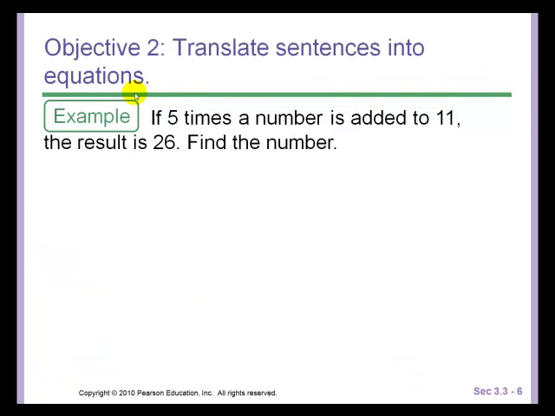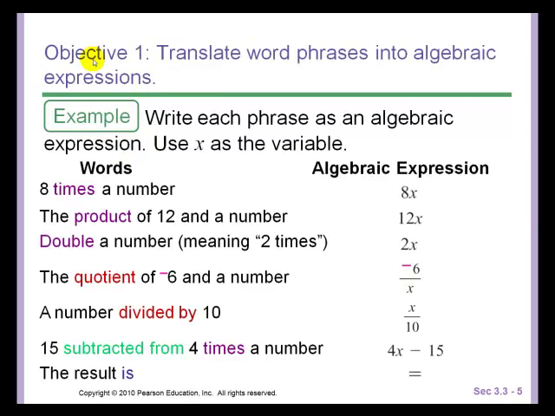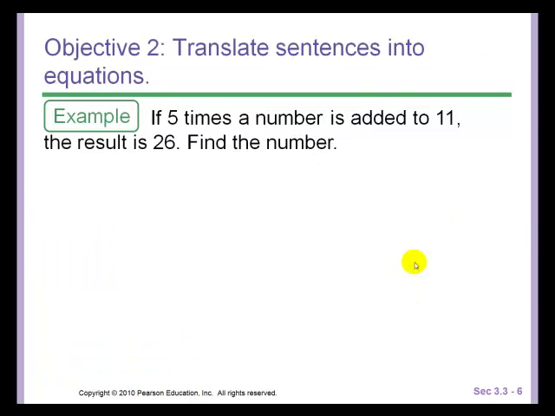Our next objective is to translate sentences into equations. Notice equations have equal signs. So all of these will have equal signs. Be very careful. If you're working with expressions, no equal signs. Equations have equal signs. If 5 times a number is added to 11, the result is 26.